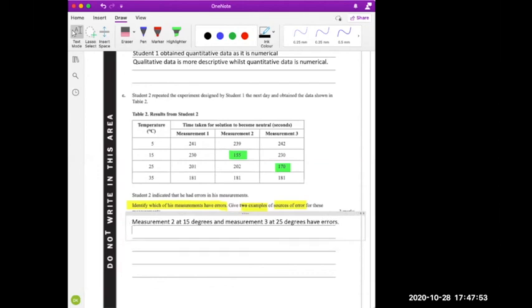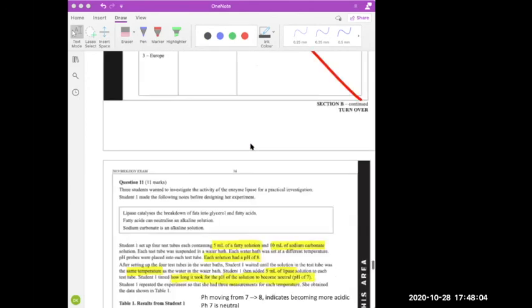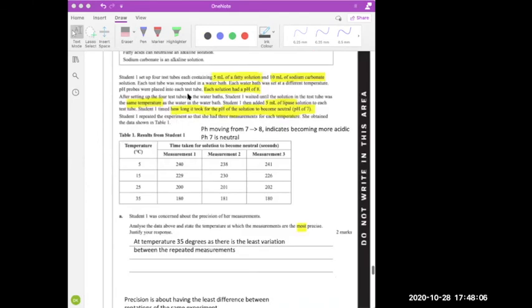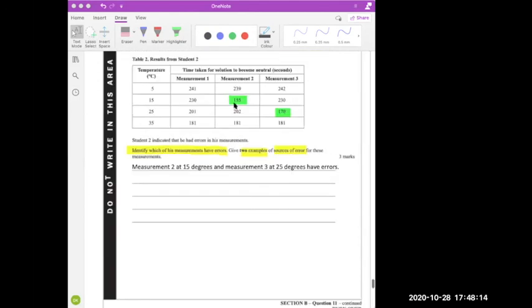Right, and then the sources for error, these ones are interesting. They didn't tell you anything about what student 2 did, right? They're saying that they're repeating the experiment, but they're not saying that they repeated it well. So all you have to do is look back here and see where they could have screwed up, anywhere they could have. What you're noticing here is that measurement 2 is lower and measurement 3 is lower. So they're both lower than they should be.